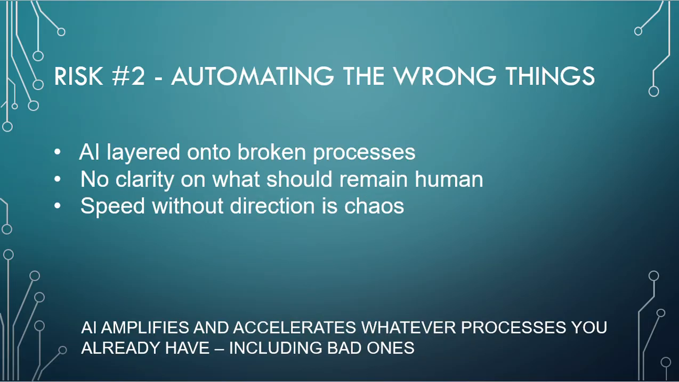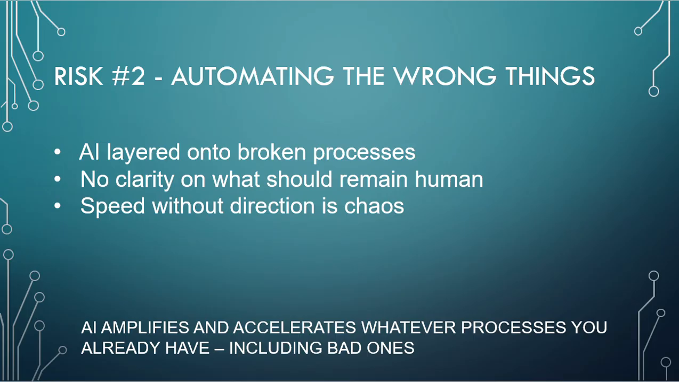Risk number two is automating the wrong things. So if you layer AI onto broken processes, it's not going to fix the processes. You need to take the time to understand what your processes are and what the components of those are and where the human needs to stay in the loop.